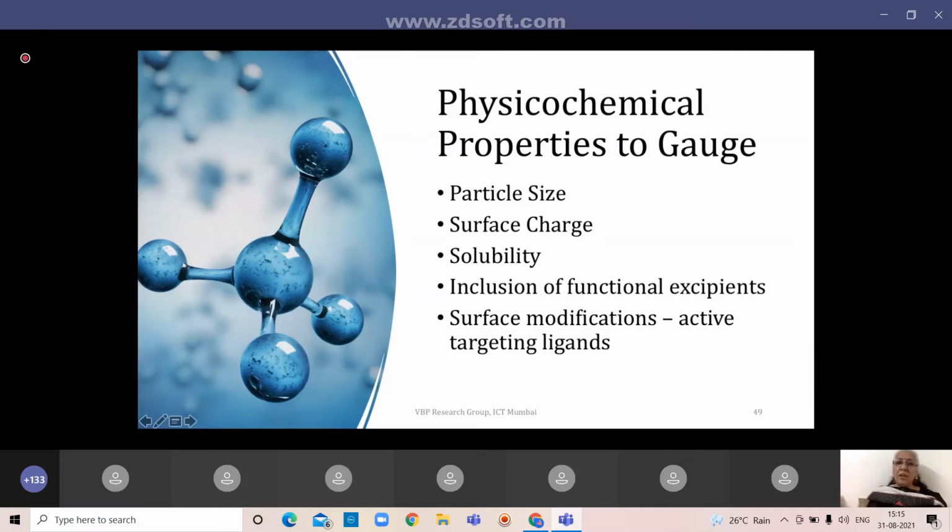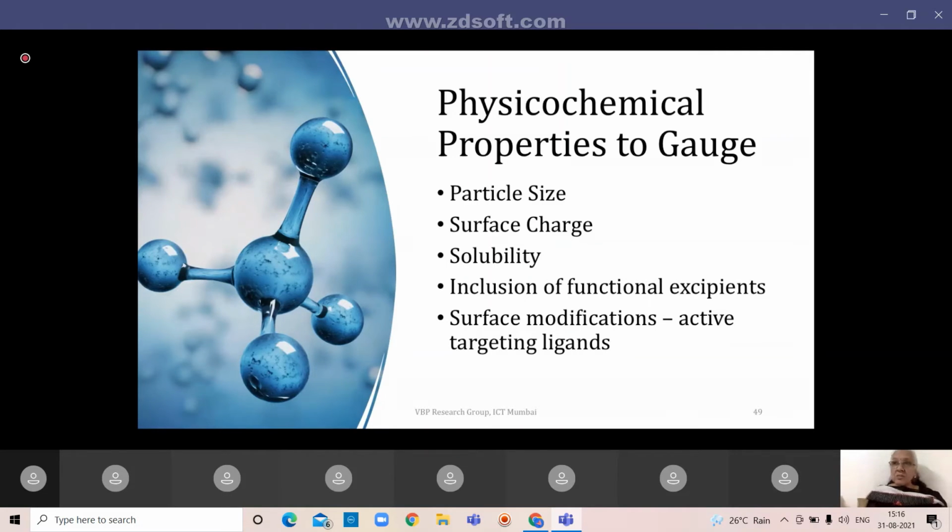Physicochemical properties which you need to gauge and pay attention to are particle size and surface charge. Surface charge plays a very important role with respect to stability. So you need to look at that. Obviously, with respect to particle size, the solubility will go on changing. You need to decide whether you'll add functional excipients or, without functional excipients, you'll get the desired release profile. As for example, I told you, if you're making co-crystals, but you want them to be prolonged release, unlike what others are using them for.